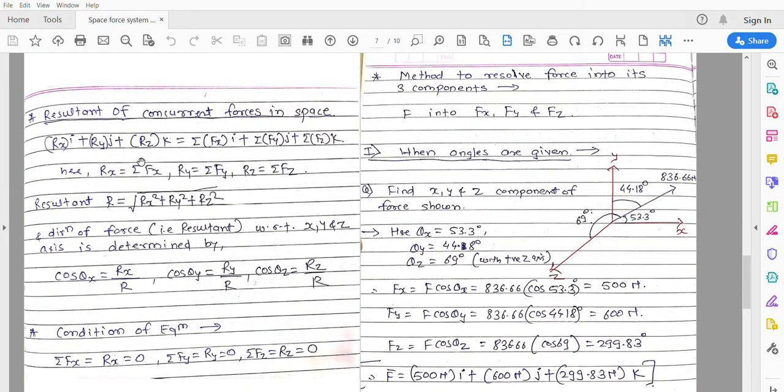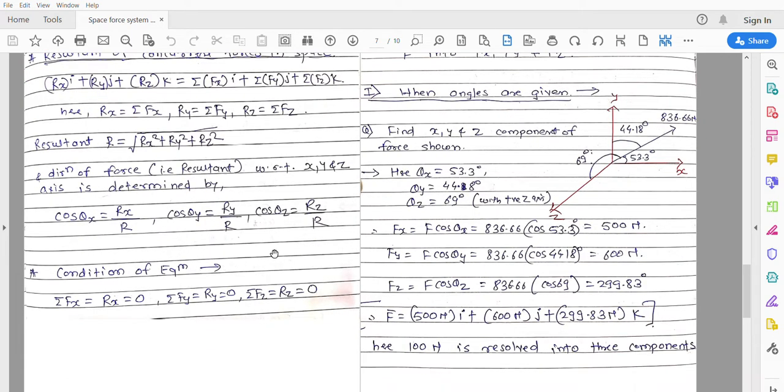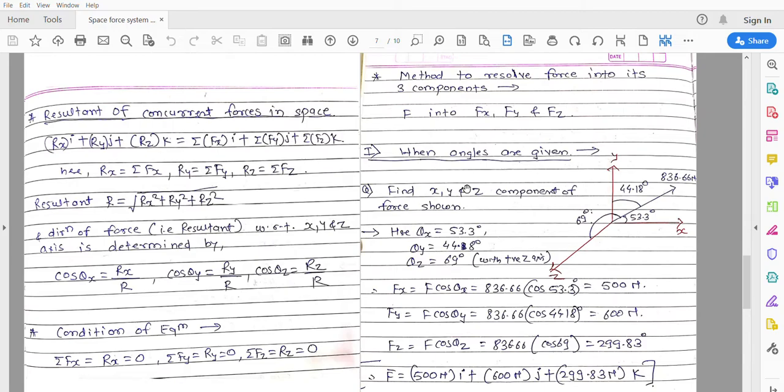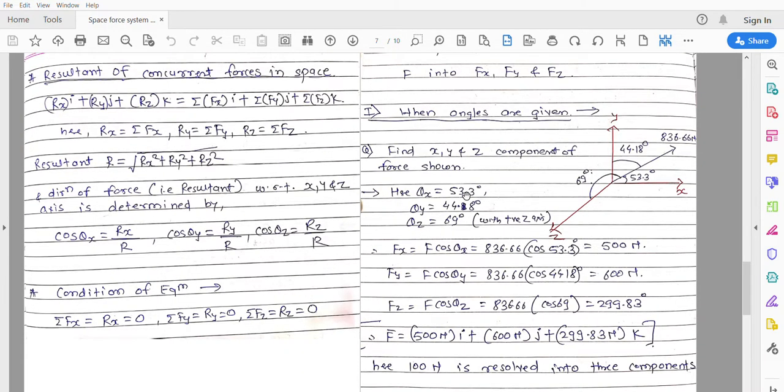Now we have already discussed the equation for resultant. It can also be denoted by notation F, or you can use notation R. These are the conditions for equilibrium. Only one condition is added from the 2D system that we discussed in the previous lecture. Now we will discuss some numericals.